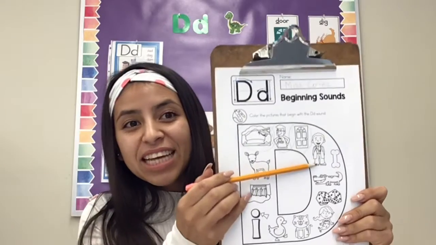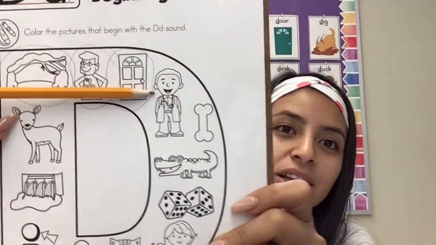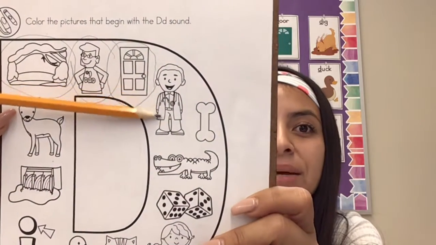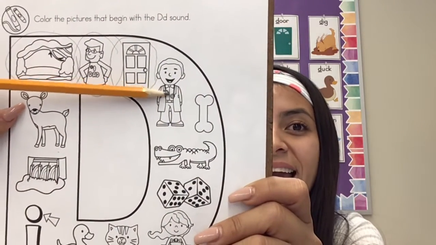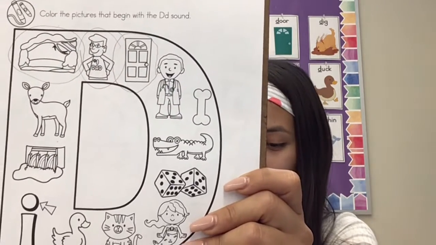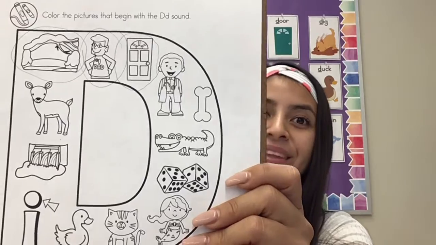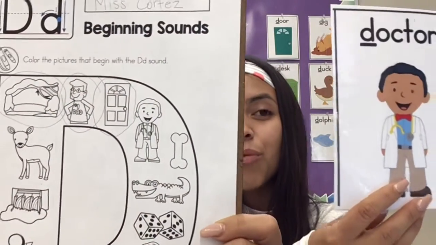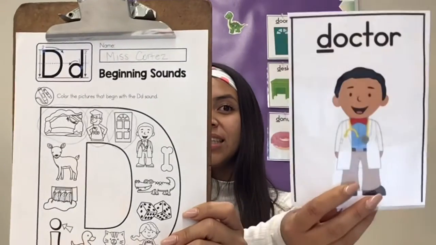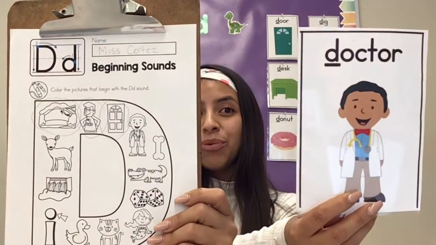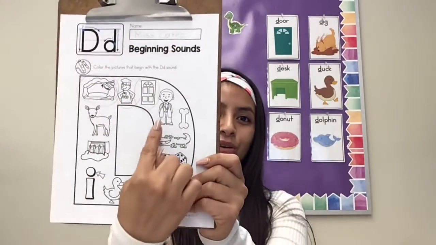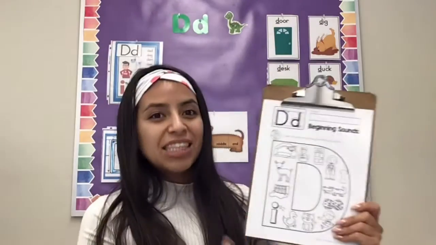sound. This next picture, I'm going to bring it closer. This could be a man, but he has some special things on him. He has a coat. And he has something where you can hear somebody's heart. So I'm going to show you. Because of the things he has on him, we know that this is a doctor. Does doctor begin with the D? Yes, it does. So go ahead and circle your doctor because it does begin with the D sound.